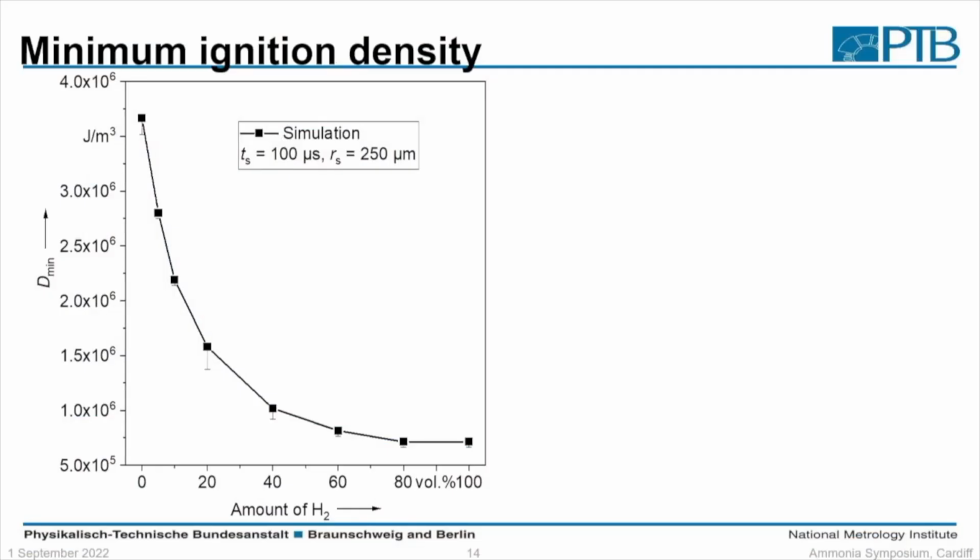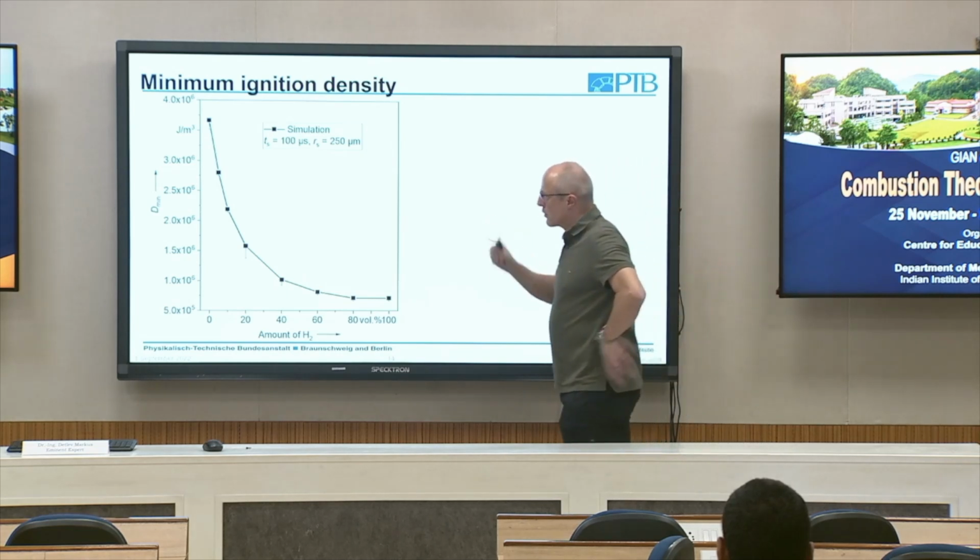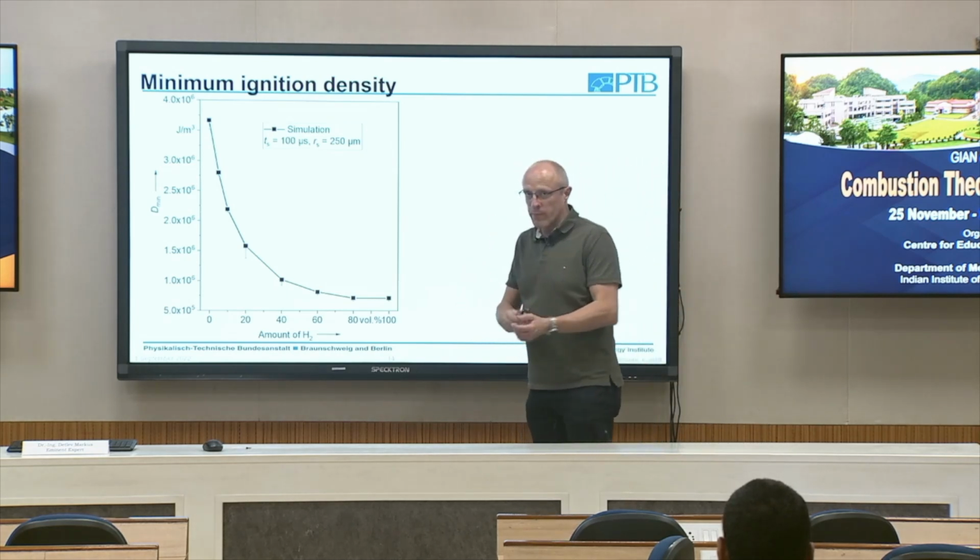So what is now the outcome concerning the minimum ignition energy? So again, the difference in the minimum ignition energy is nearly a factor of 1000. 17 microjoule compared to 14 millijoule.